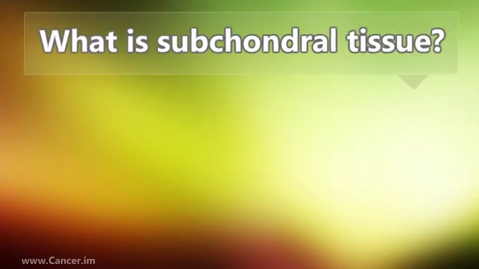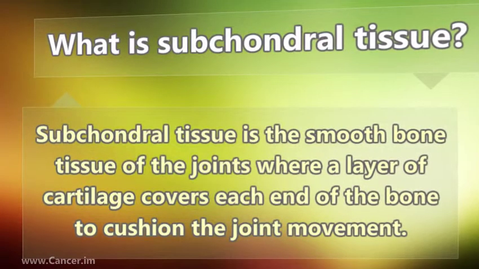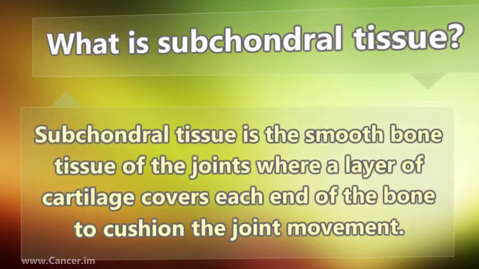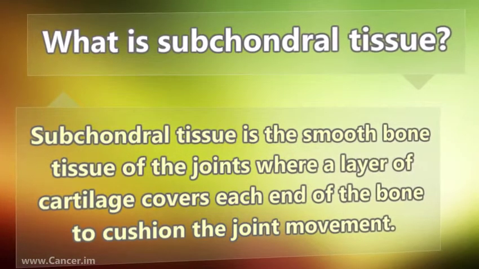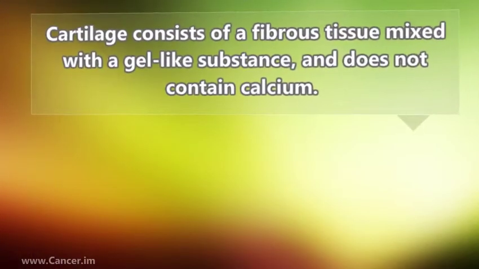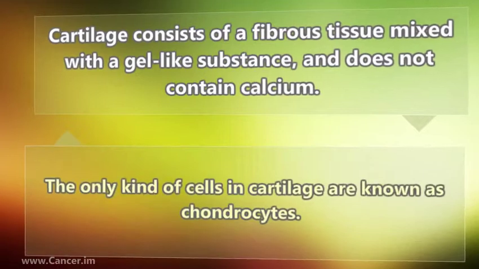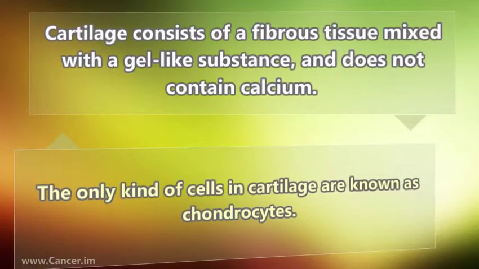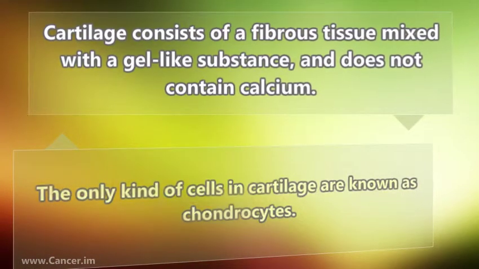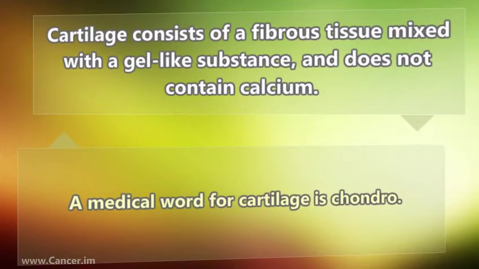What is subchondral tissue? Subchondral tissue is the smooth bone tissue of the joints where a layer of cartilage covers each end of the bone to cushion the joint movement. Cartilage consists of a fibrous tissue mixed with a gel-like substance, and does not contain calcium. The only kind of cells in cartilage are known as chondrocytes. Our medical word for cartilage is chondro.